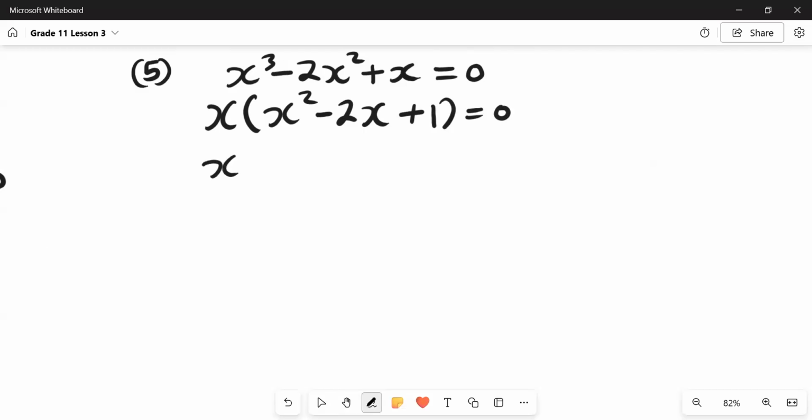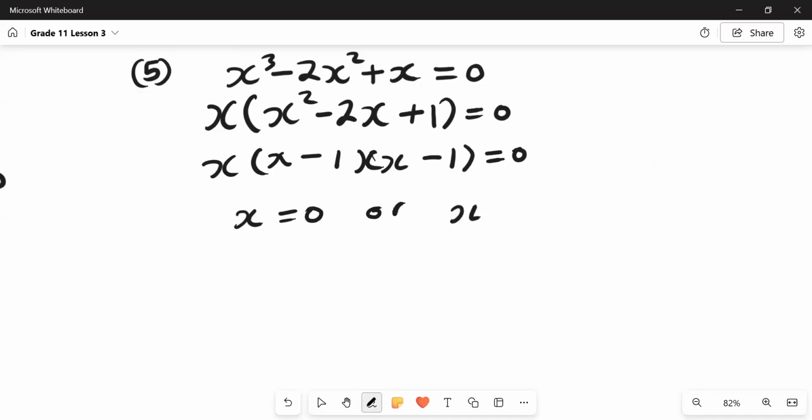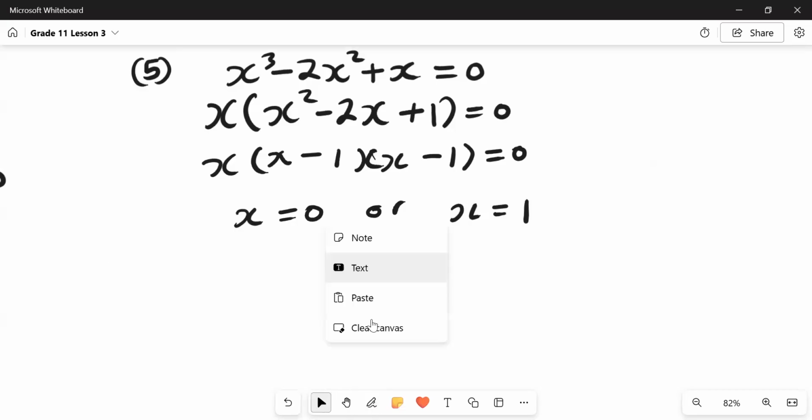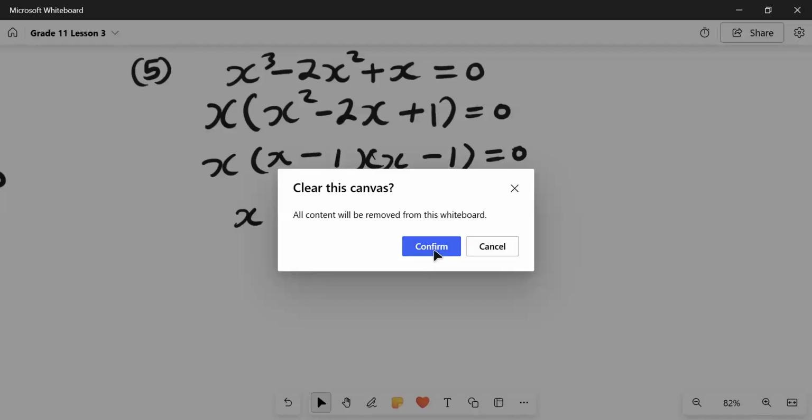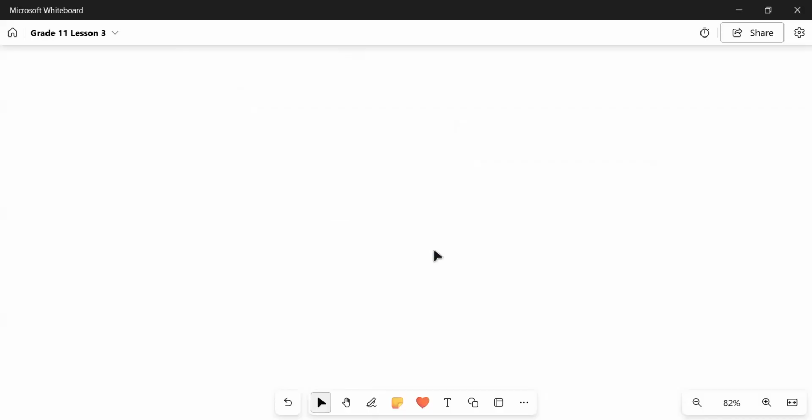And then now let's take care of the bracket. So that's your x minus 1, and then your x minus 1 again, right? And then your final answer would be x equals to 0 or x equals to 1. And then we're done there. We're done with the equations.